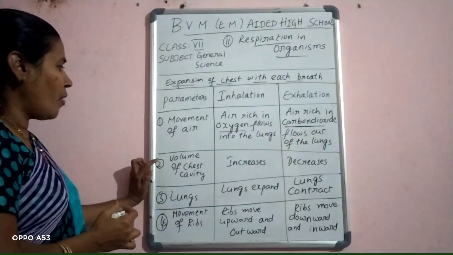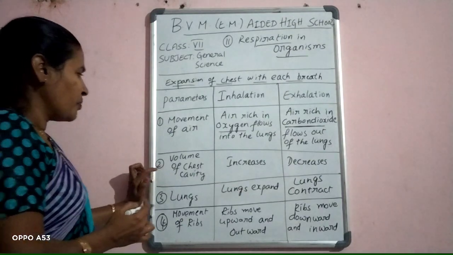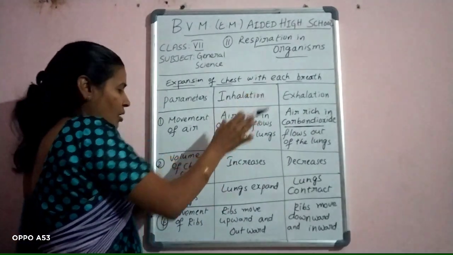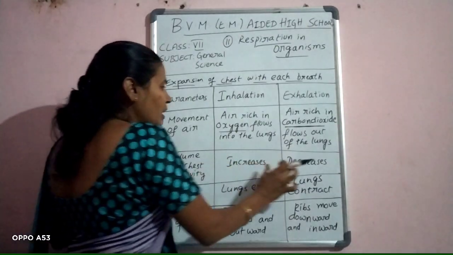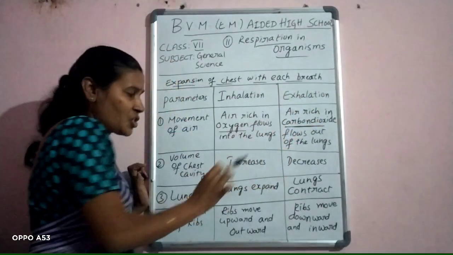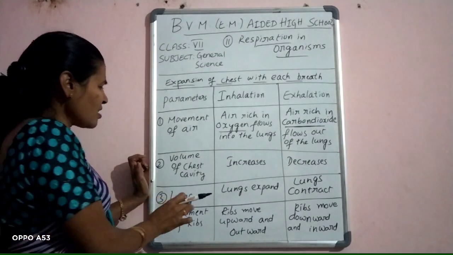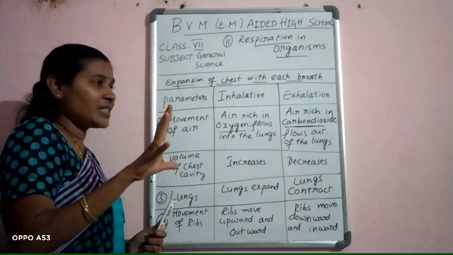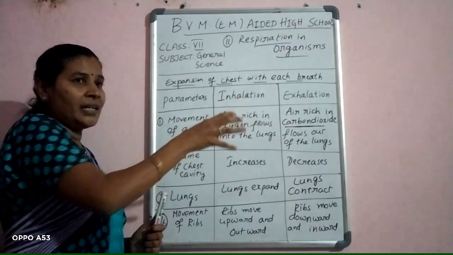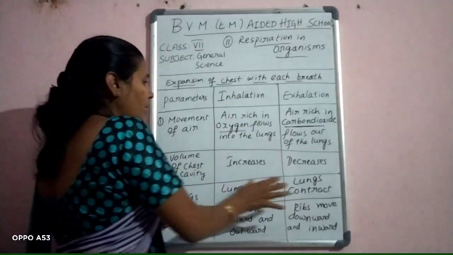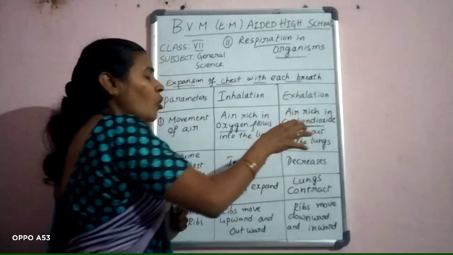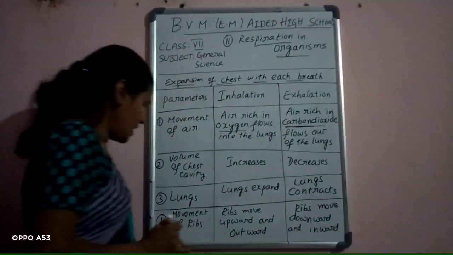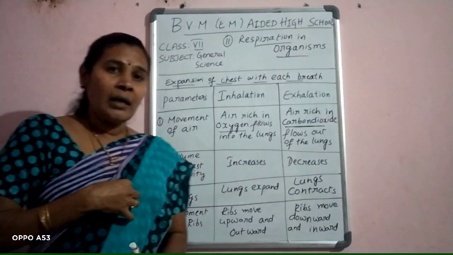And second point, volume of the chest cavity. Its volume increases in inhalation, and the volume of the chest cavity decreases in exhalation. And next, what is the position of the lungs? Lungs will be expanded in inhalation, and lungs will contract in exhalation. Understood, children?